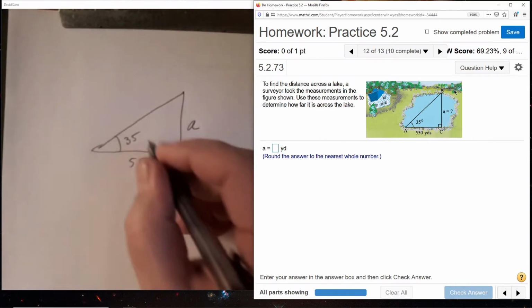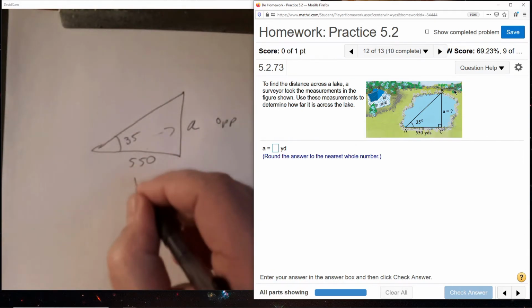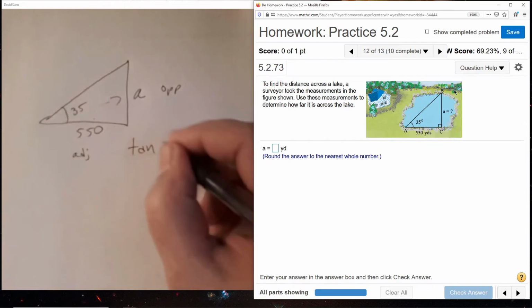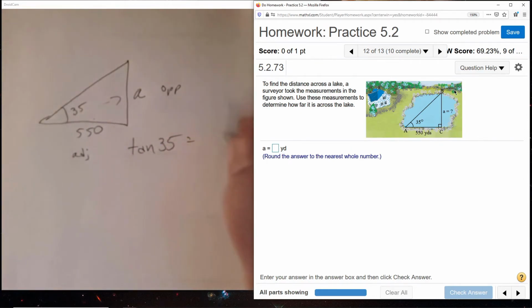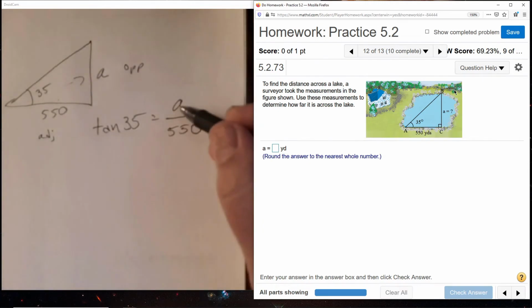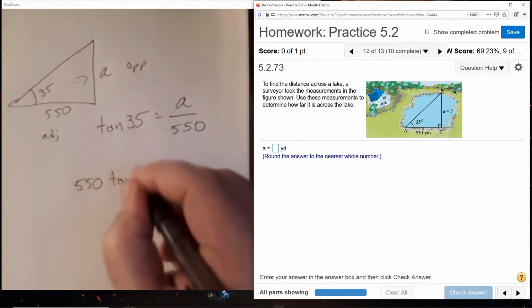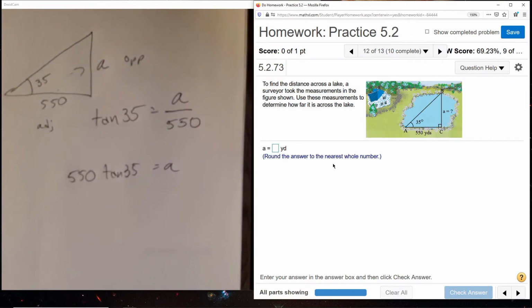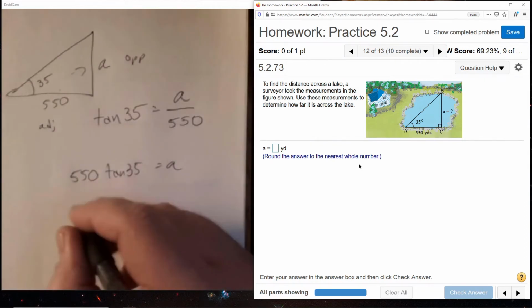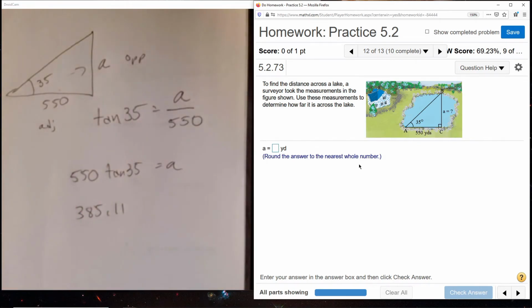So A is the opposite, 550 is the adjacent, and the function that satisfies that is tangent. Tangent is the opposite over adjacent. So to solve for A, we'll multiply both sides by 550 and punch that in the calculator. See what they want? They want the nearest whole number. Cool. Again, we have to worry about six decimal places, and this is in degrees. And I'm getting, so we'll keep this at 385 for the nearest whole number.